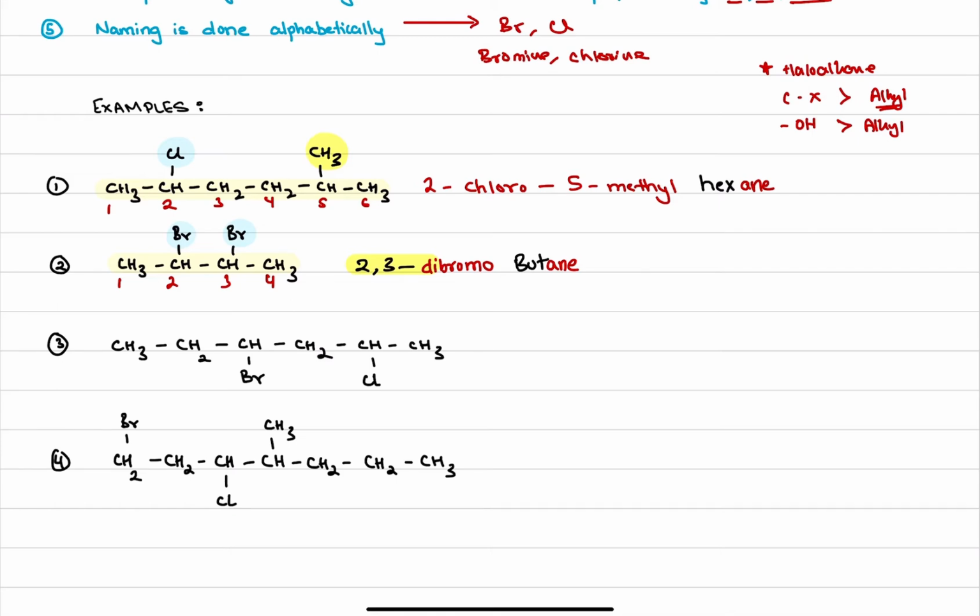Let's move on. So let's now talk about this molecule right over here. Now, in this case, we have 1, 2, 3, 4, 5, 6 carbons, and so this is going to become hex again. So I'm going to write it here, hex, and it's going to end with ane. Remember, it's a haloalkane, that's why.